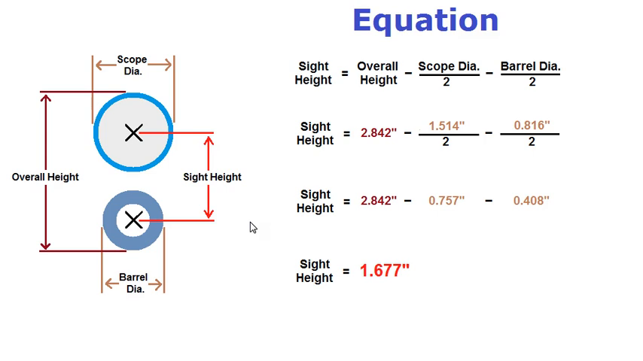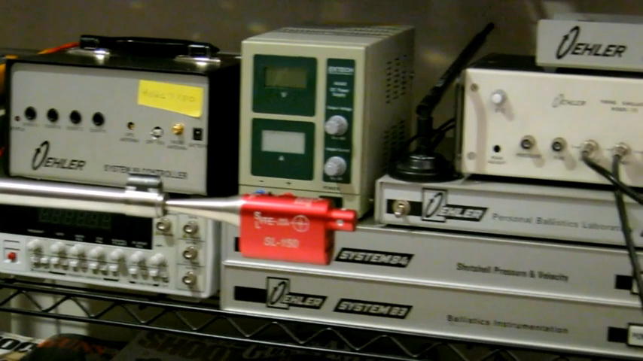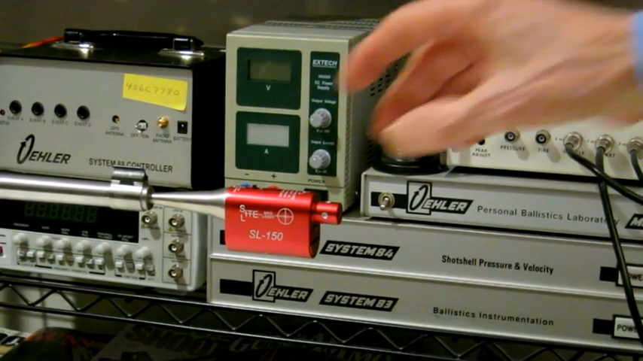This diagram shows the relationship of sight height to the three measurements just taken. I measured barrel diameter, overall height, scope diameter, and we're going to calculate sight height. This is the equation: sight height equals overall height minus the scope diameter divided by 2, minus the barrel diameter divided by 2. And I'm plugging in the numbers I got. And down here we've divided the diameter by 2, so we have the radius, and the barrel diameter divided by 2, got the radius. We subtract these values from the overall height, and it came up with a sight height of 1.677 inches.